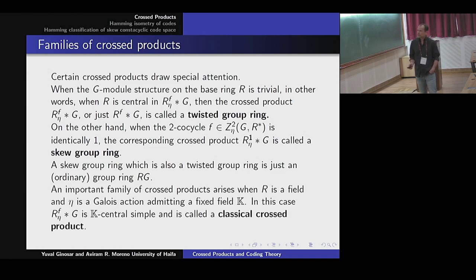An important family of cross products arises when R is a field and eta is a Galois action admitting a fixed field K. In this case, the corresponding cross product is K central simple and is called a classical cross product. It has a key role in the Brauer theory.